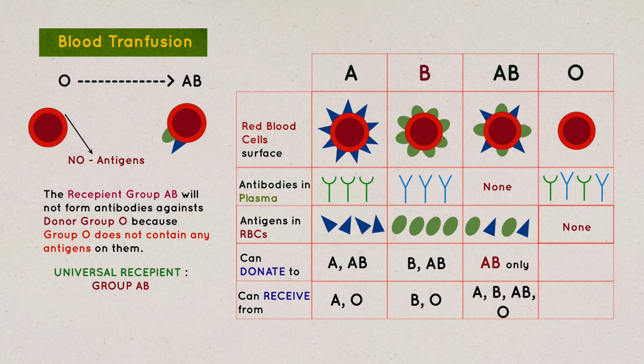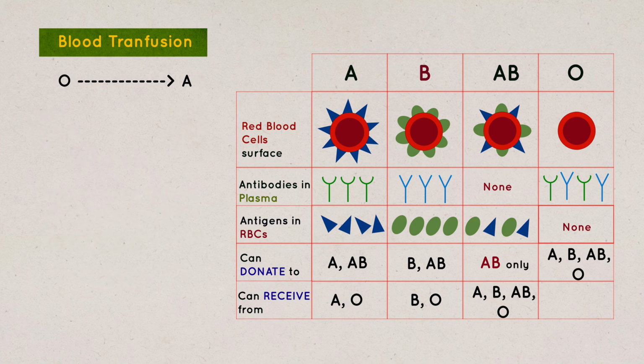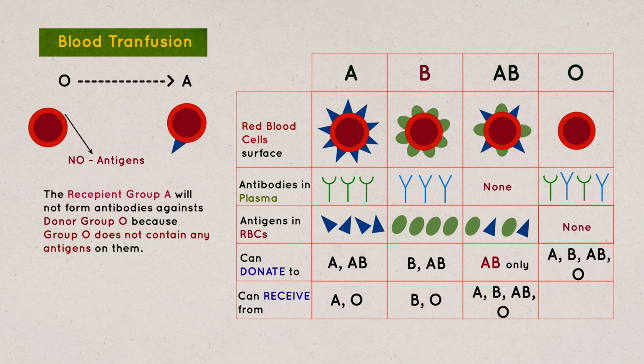Next, we will discuss group O. First, let's see what groups group O can donate to. Group O can donate blood to A, B, AB, and O. Let's see how it works. Group O can donate blood to group A because the donor group O doesn't have any antigens, so the recipient group A will not produce any antibody.